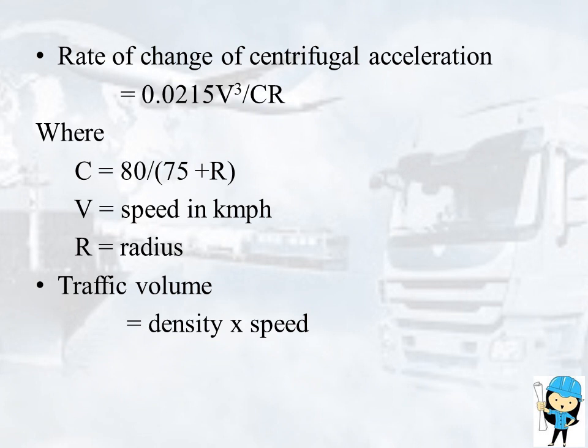First is the rate of change of centrifugal acceleration, which is equal to 0.0215 V cube divided by CR, where V is the speed in kilometer per hour, R is the radius, and C is a constant, which is equal to 80 divided by 75 plus R. Next is traffic volume. To find traffic volume, the formula is density into speed.